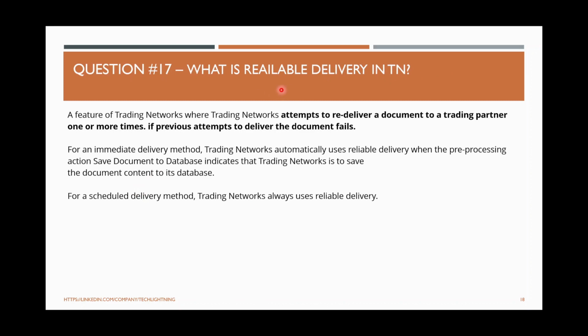I'll move on to the next one. What is reliable delivery in TN? This is the one we configure in your trading network profile. This is the feature in trading networks which attempts to re-deliver a document to a trading partner one or more times if previous attempts fail to deliver the document. For example, my partner network is down or the partner system is down, so I am unable to send it. Then I want to re-attempt it after some time, or decide how many times I want to retry, or what wait between each retry I want to give.